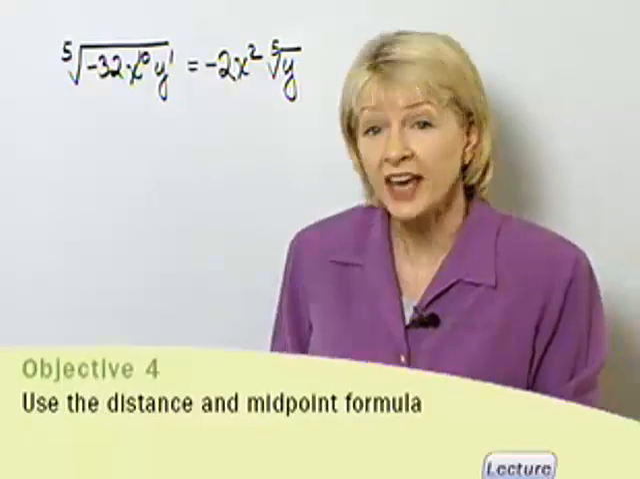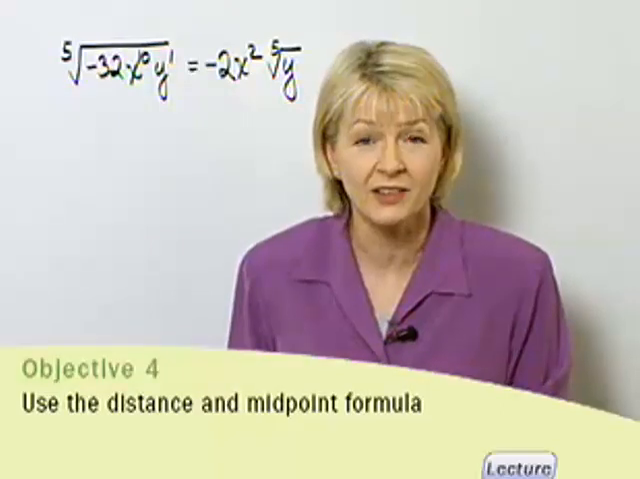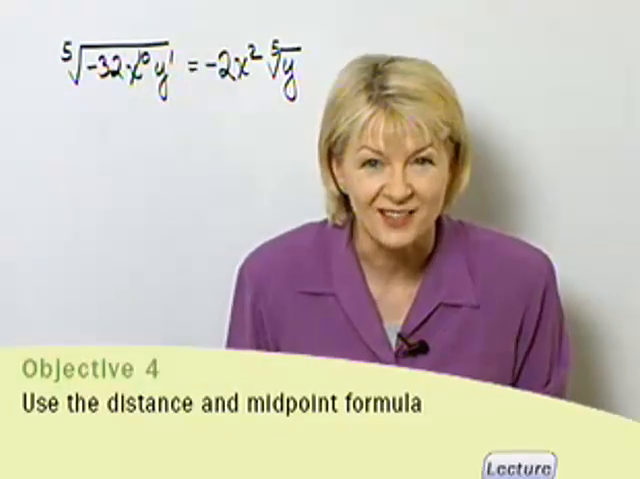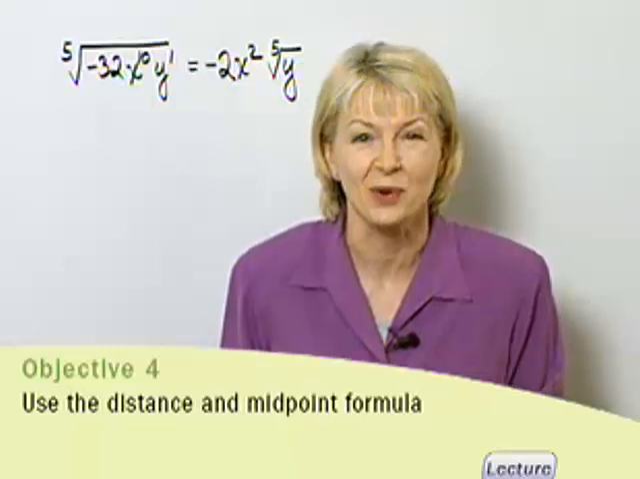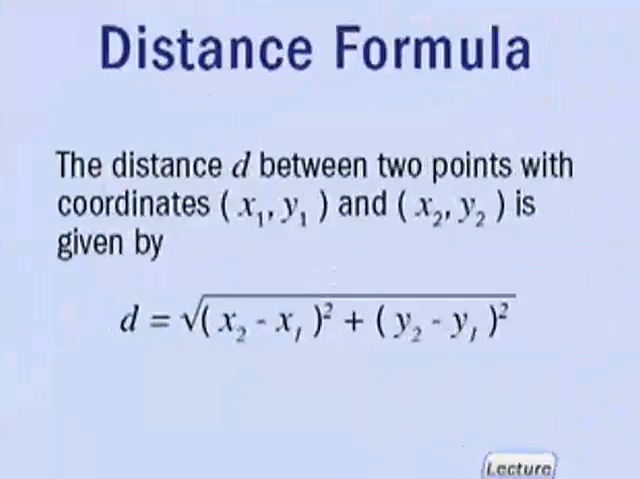Now let's look at an application of working with radicals. One application is the distance formula. Let's look at the distance formula. The distance d between 2 points x sub 1, y sub 1 and x sub 2, y sub 2 is given by d is equal to the square root of x sub 2 minus x sub 1 squared plus y sub 2 minus y sub 1, that quantity squared.